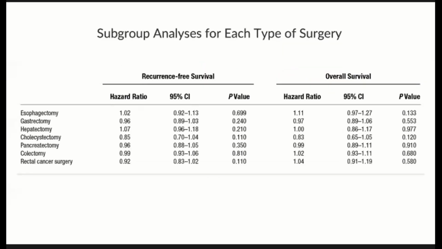They also then performed a subgroup analysis, given that they had included patients undergoing multiple different kinds of surgery. And they ultimately found that there was no significant difference in overall survival or recurrence-free survival between volatile anesthesia or TIVA in any type of surgery performed that was included in this study.